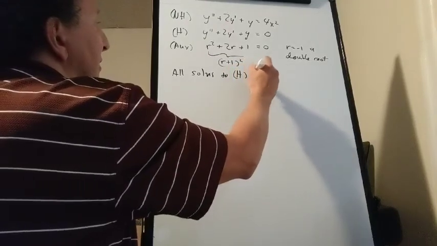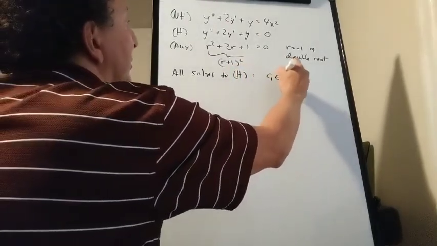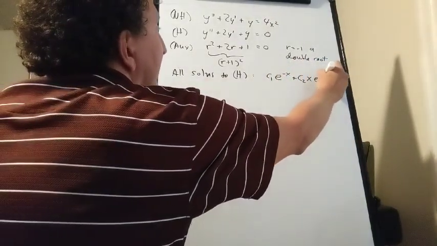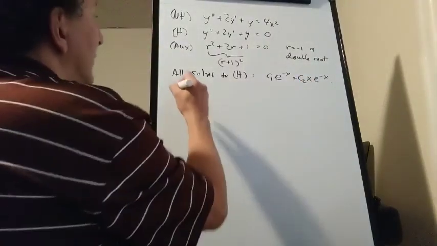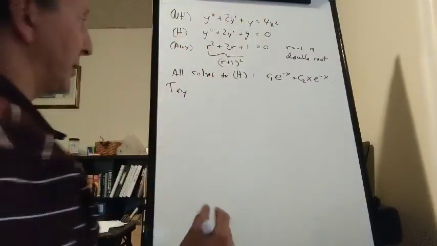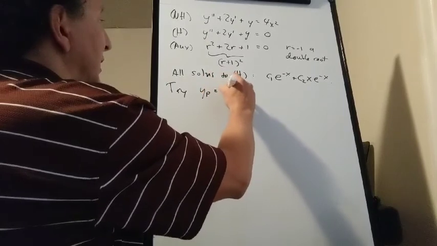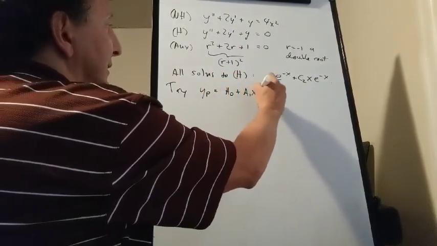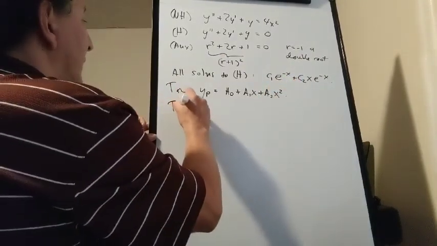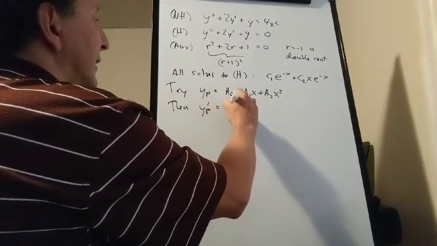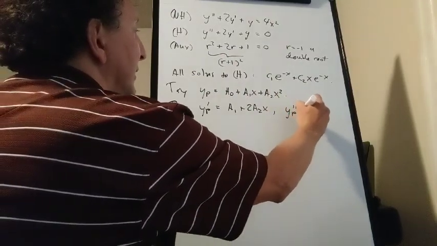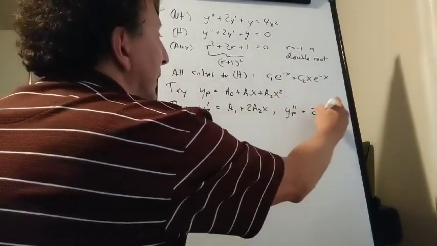So all solutions to the homogeneous differential equation are any multiple of e to the negative x plus any multiple of x e to the negative x. Now, because of the right-hand side, which is a polynomial with no exponential part, we can try particular solution equals a0 plus a1x plus a2x squared. Then the derivative is a1 plus 2a2x, and the second derivative is just 2a2.